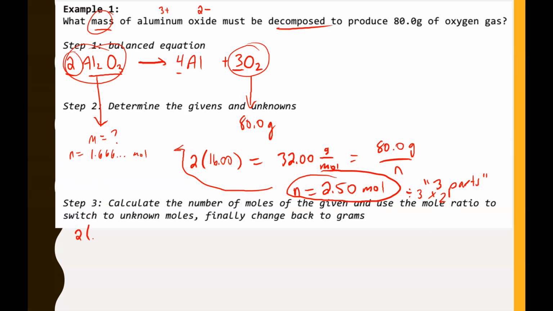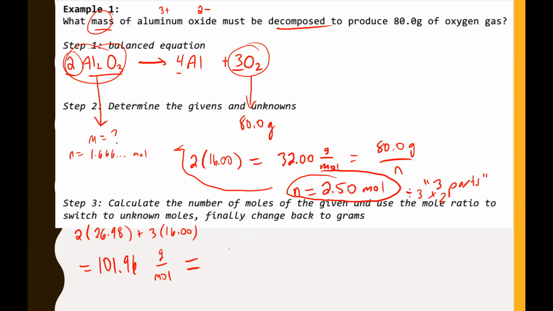So we have 2 aluminums. So that's 2 times, what's the molar mass of aluminum? 26.98, plus 3 times the molar mass of oxygen, which is 16.00. This gives us the molar mass of aluminum oxide to be 101.96 grams per mole. And let's wrap this up.